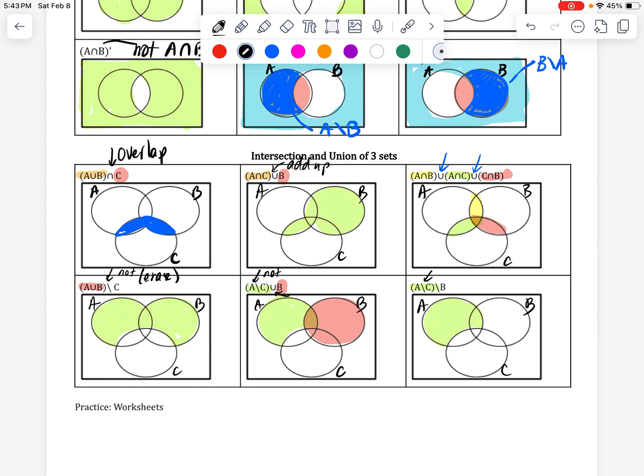And then lastly, it says to minus B or erase anything that's in B. And the only portion, if this is my B circle, the only portion in B is this. So I need to go back and erase that. So let me go in. I'm going to erase what I've drawn so far and remove B from what I had originally colored. So this would be A and not C and not B.